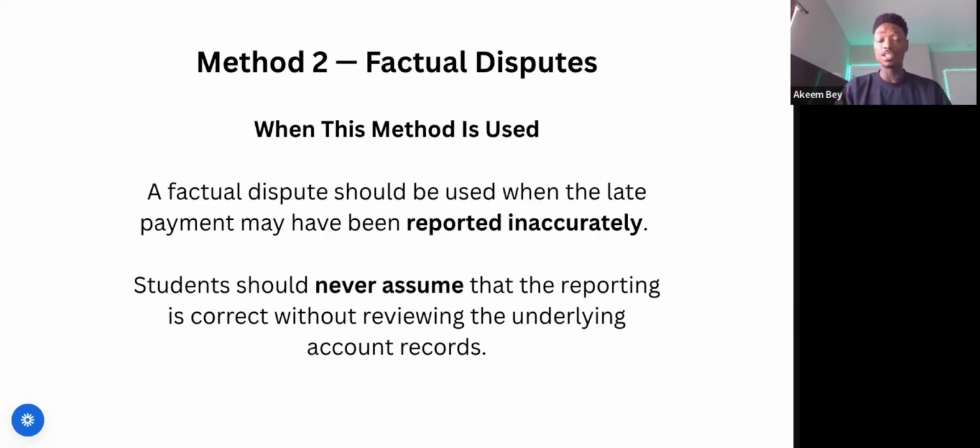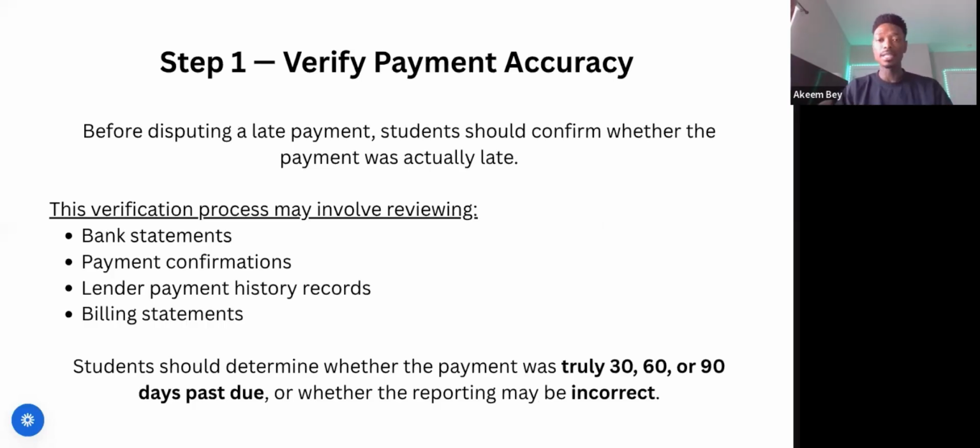So pulling your actual account record with that company is something that you want to do as well. Before disputing the late payment, you want to confirm whether the payment was actually late, right? This verification process may involve your bank statements, payment confirmations, whether it's text or email, lender payment history records you can request from them, and your billing statements.